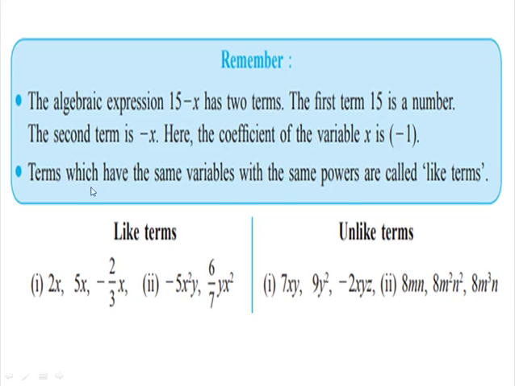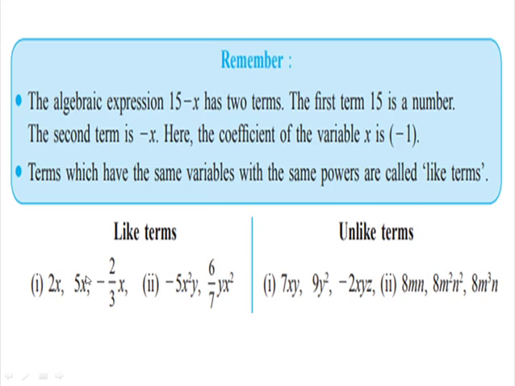Now, terms which have the same variables with the same powers are called like terms. Here we will see different types of terms, like terms and unlike terms. Now, what are like terms? If the terms have the same variable, and also if the power or the index of the given variables is the same, then they are called like terms. Let us take some examples of like terms and some examples of unlike terms.